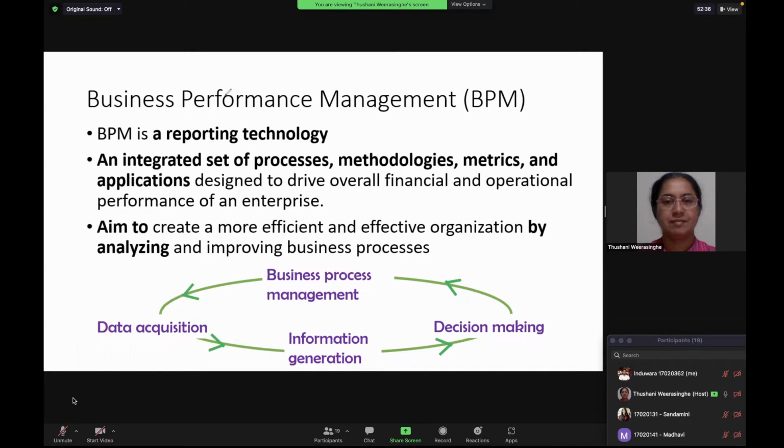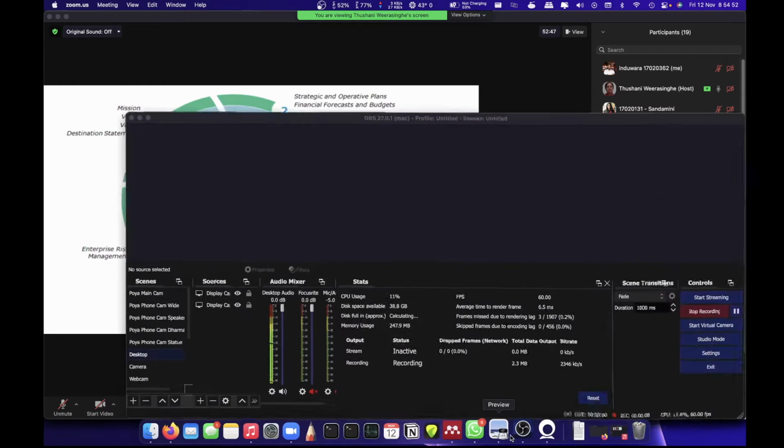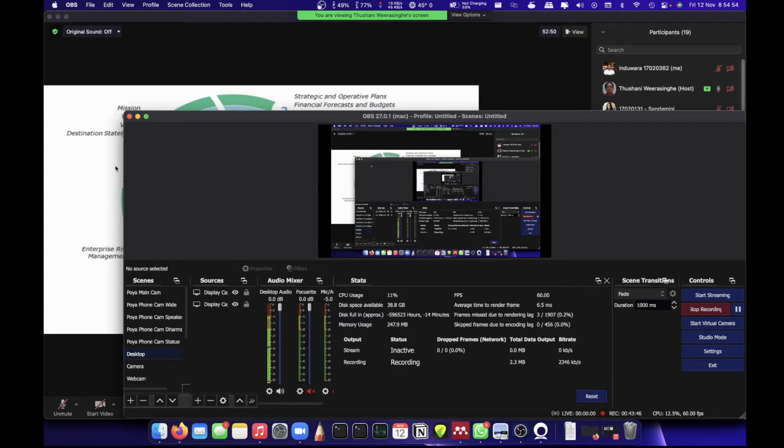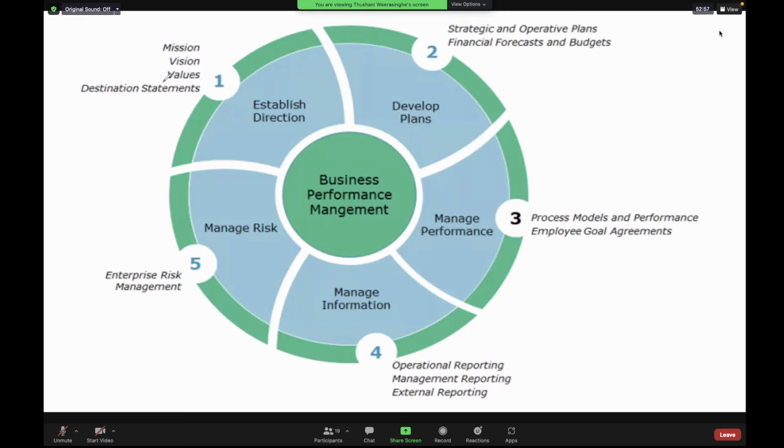And then business performance management. If you say business performance management, what sort of activities are going on there? You establish the direction. Here I have what I told you earlier: the mission and the values, and the destination statements, what you are going to achieve. That needs to be there, and that is the direction. Direction means showing the path for the organization level.